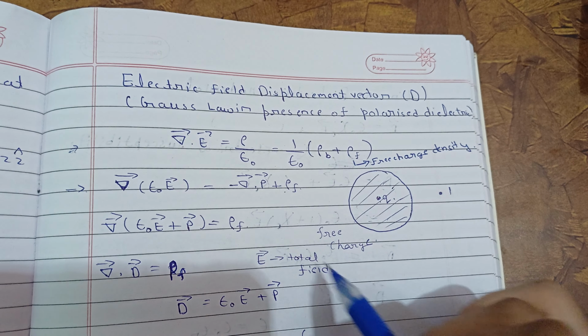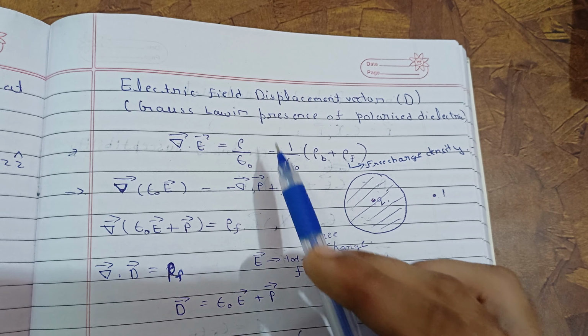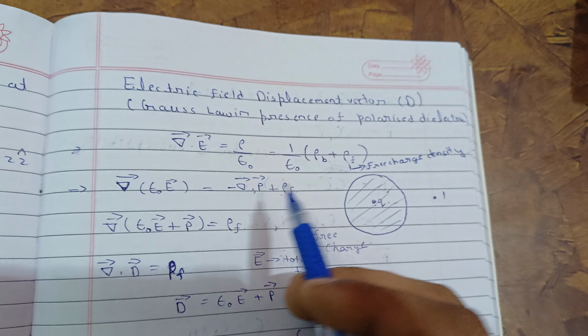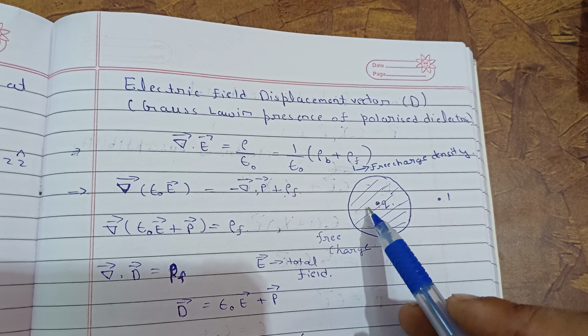If you take the outside, then the bound charge density will be 0. It will be simply free charge. But for the inside, this will be your case. Now see, we know how to find the bound charge density for this particular sphere of radius r.